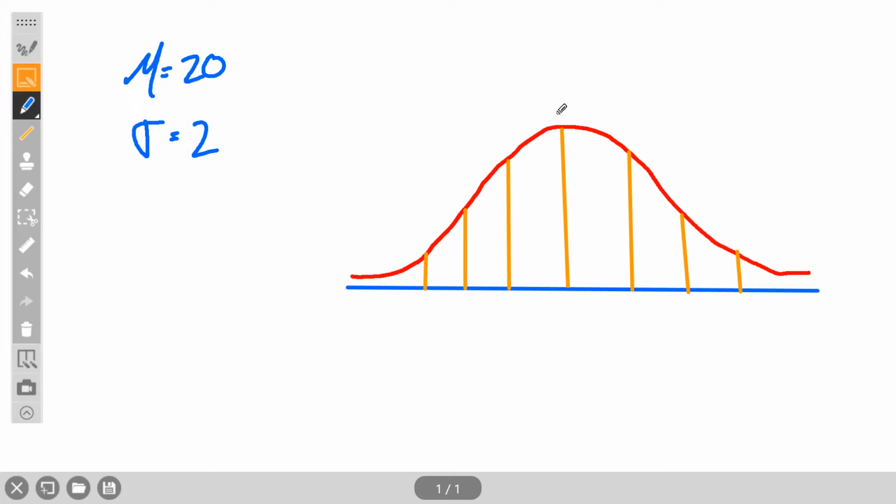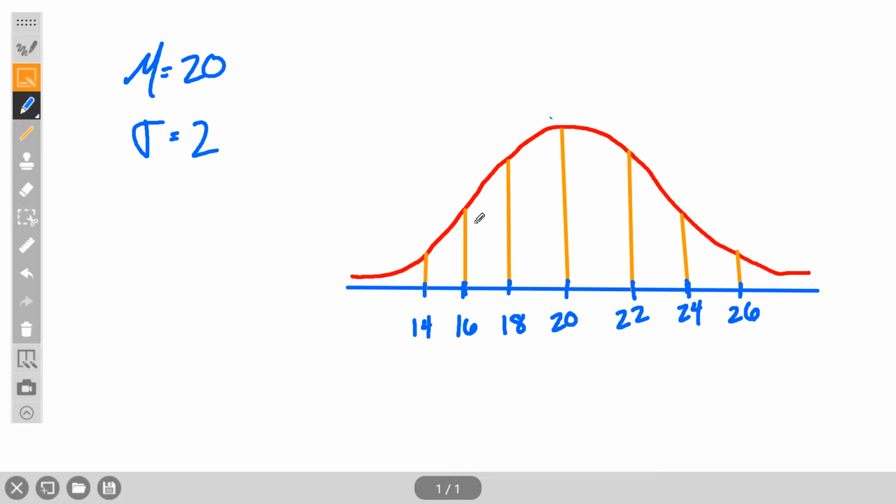Okay, so the mean is right here. So this is 20. Well, let me put it underneath actually. So this is 20. This is 1 standard deviation above. The standard deviation is 2, so that's 22. This is 2 above, so this is 24. And this is 3 above, so this is 26. This one is 1 below, so it's 18. This one's 2 below, so this is 16. And this one's 3 standard deviations below, so that's 14.